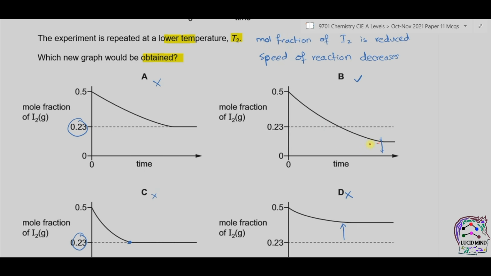It has reduced. And speed of reaction has decreased, as initially it was somewhere here and now time has moved forward. So therefore answer is part B.